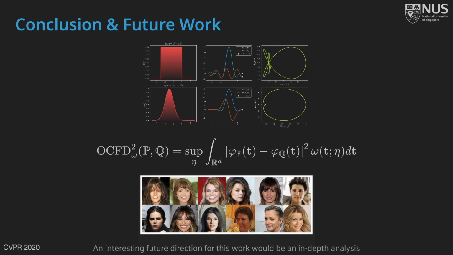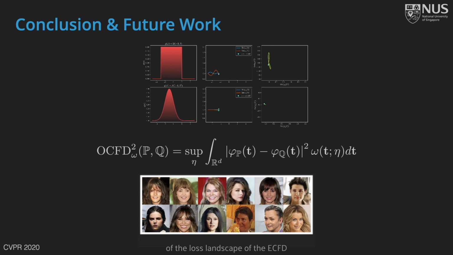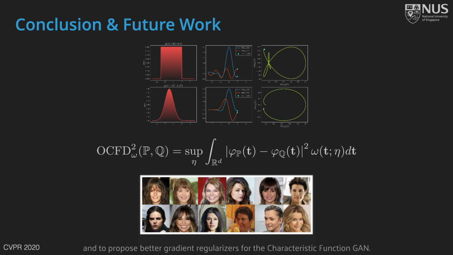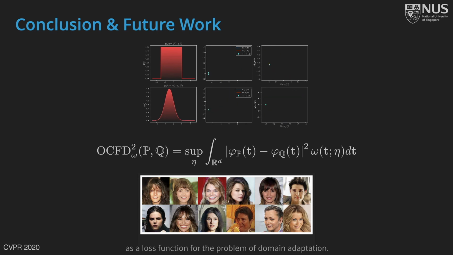An interesting future direction for this work would be an in-depth analysis of the loss landscape of the eCFD and to propose better gradient regularizers for the characteristic function GAN. Another interesting direction would be to use the eCFD as a loss function for the problem of domain adaptation.